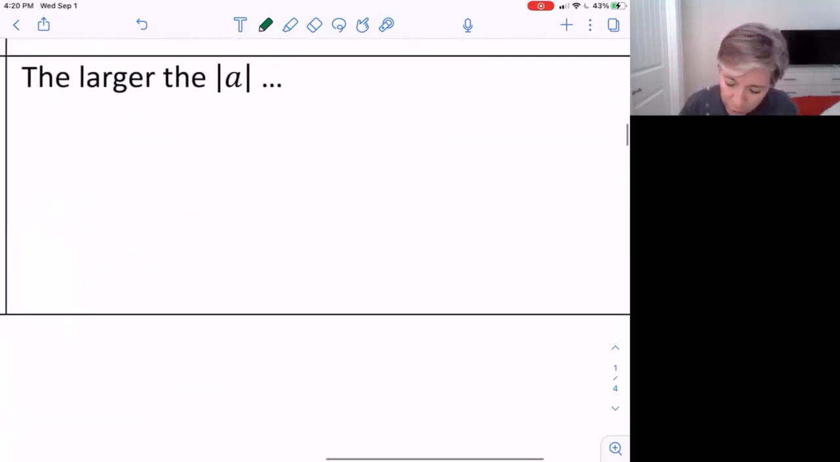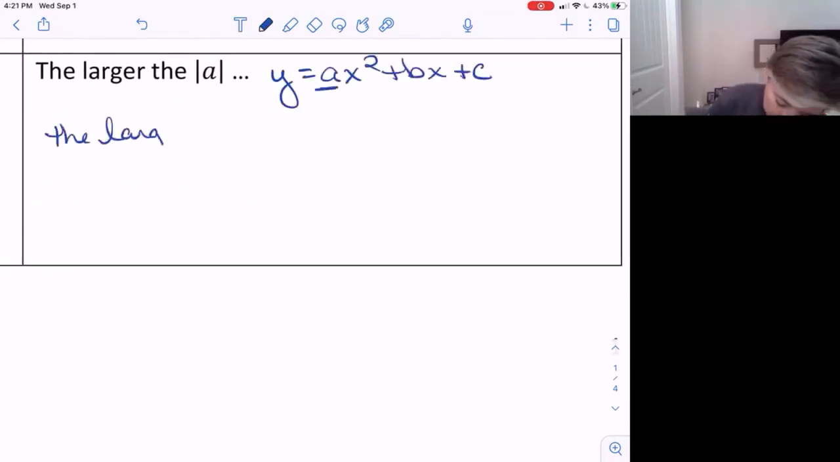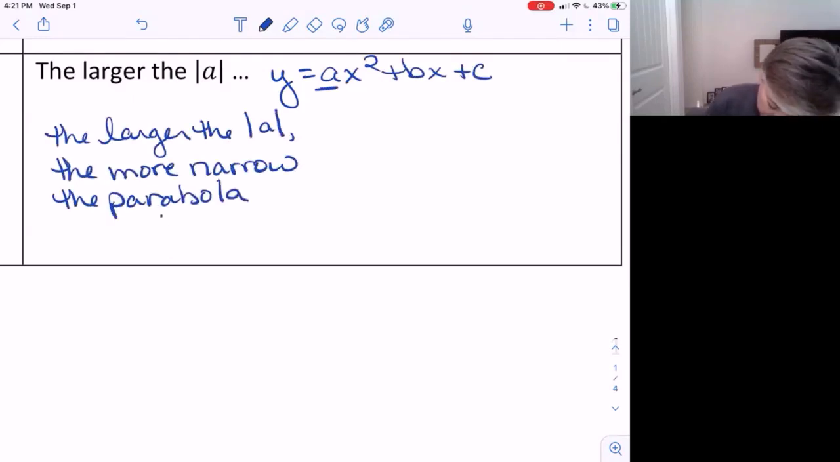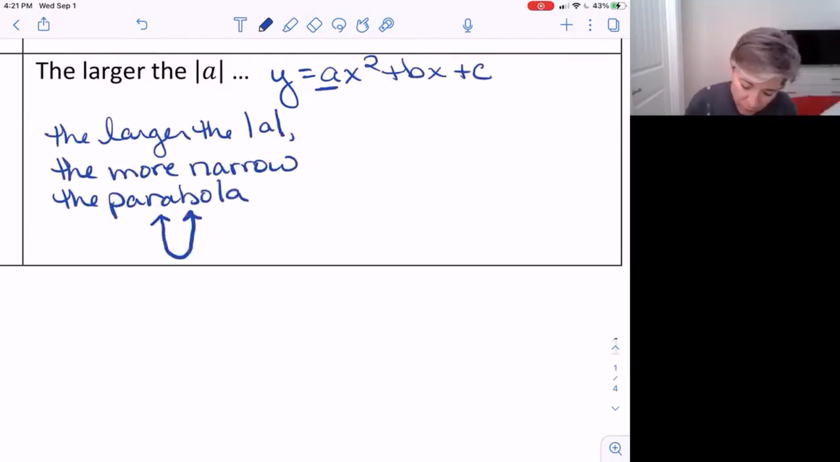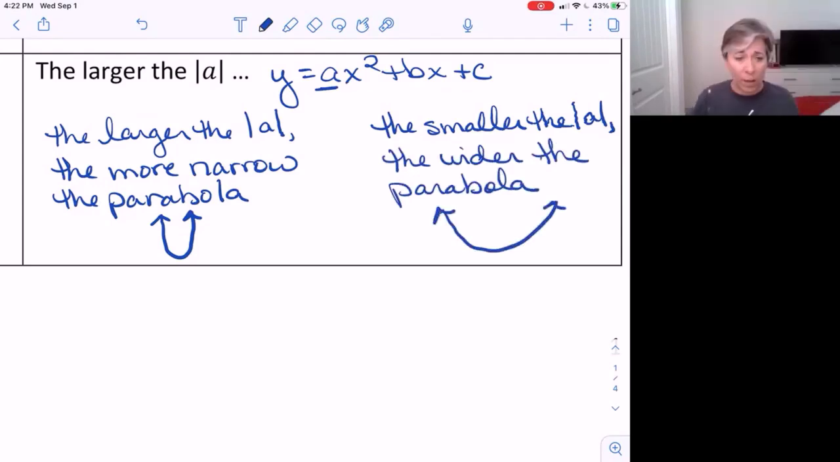Now, also, if we look at the leading coefficient of A, the larger the absolute value of A, the more narrow the parabola becomes. The smaller that leading coefficient is, the wider the parabola is. So narrow versus wide. Think of it as it being stretched up or squished down.